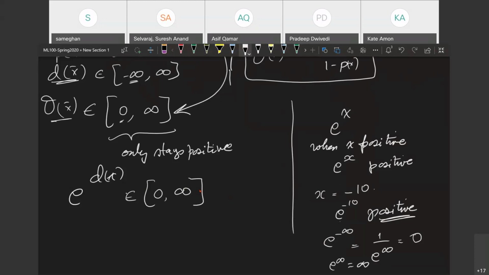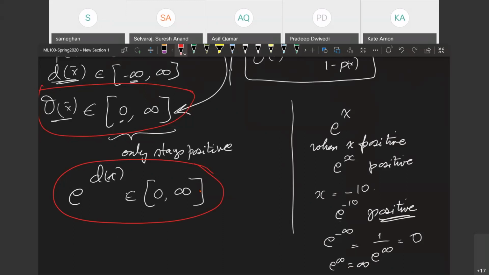Now you see, we have a lovely thing. We realize that this guy and this guy behave exactly the same. Do you see this, guys? The odds behave like the exponentiation of d(x). And once you see that, this is when a mathematician has a moment of epiphany or discovery. You really get excited because you have found a very simple way of relating the probability to this.